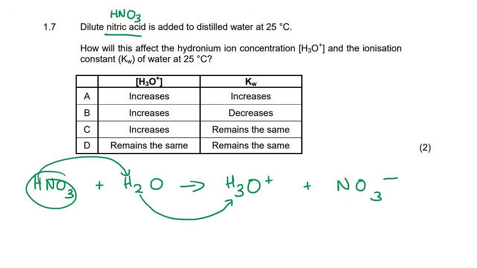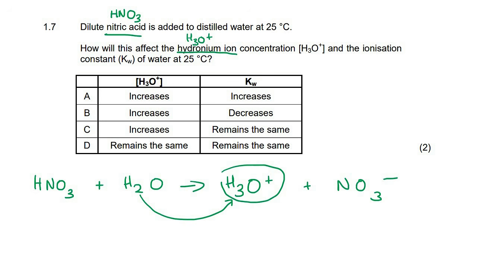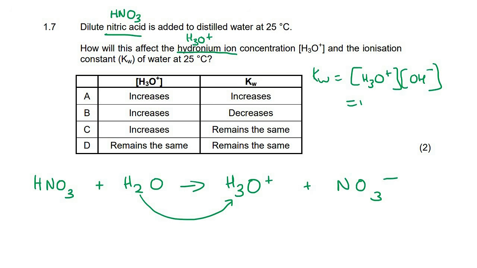Now it says, how will this affect the hydronium ion, which is H3O plus concentration? So look here, this is H3O. And then it says, and the ionization constant of water. Well, we know that the ionization constant of water is equal to this multiplied by this, but it is a constant at 25 degrees Celsius, so it cannot change.